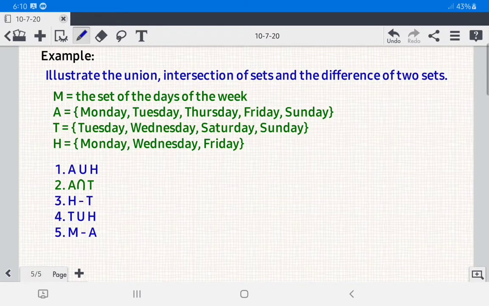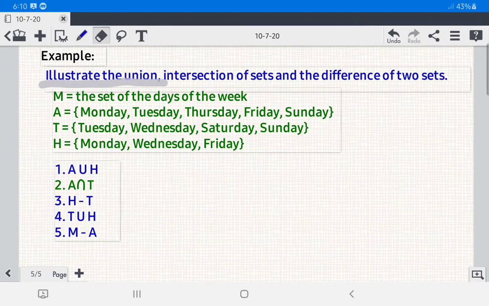So let us have an example. Let us illustrate the union, intersection of sets, and the difference of two sets. So we have here sets M, A, T, and H. Set M is the set of the days of the week, from Monday to Sunday. Set A has elements Monday, Tuesday, Thursday, Friday, and Sunday. Set T has elements Tuesday, Wednesday, Saturday, and Sunday. Set H has elements Monday, Wednesday, and Friday.